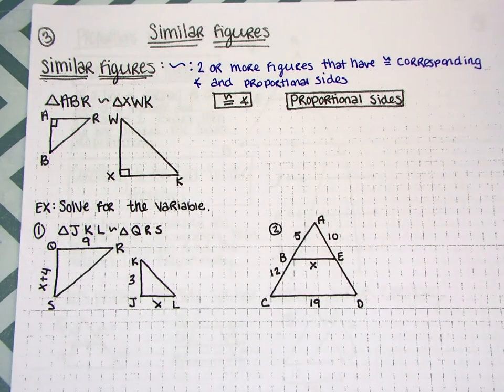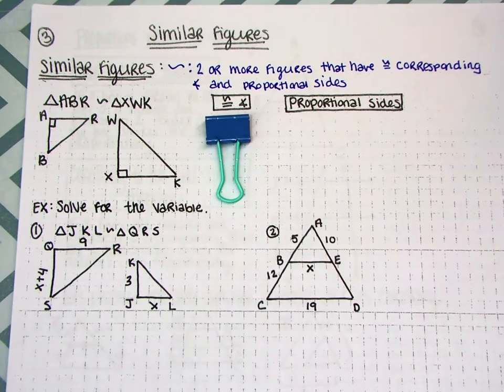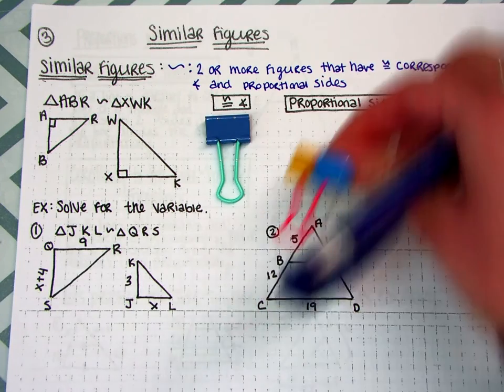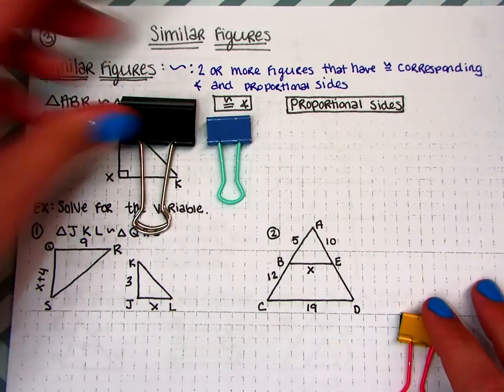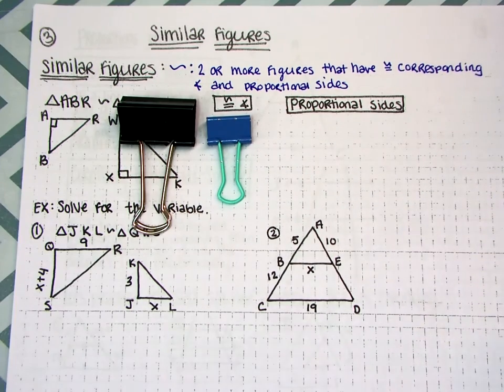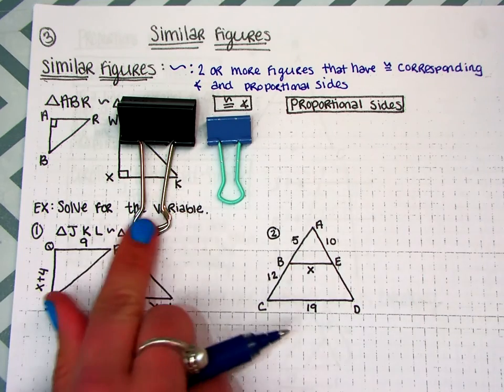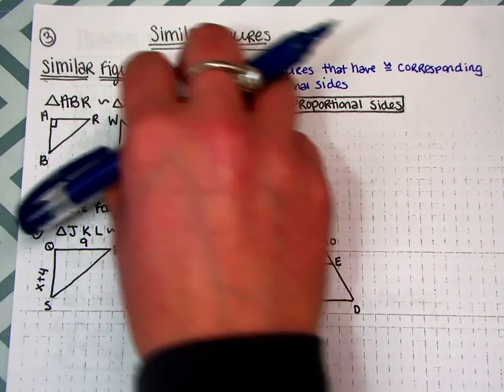So congruent means equal. So for example, these two binder clips are congruent. They're the same shape and size. But these two binder clips are similar to each other. They're the same type of shape, but different in size.